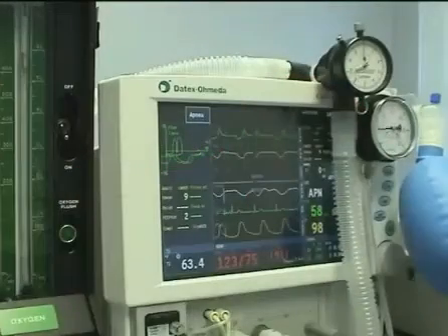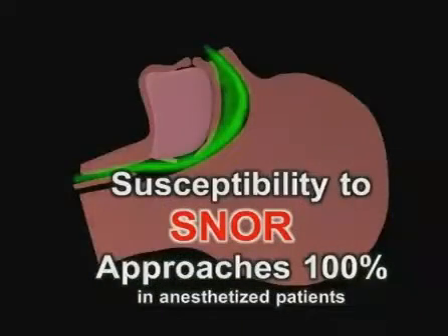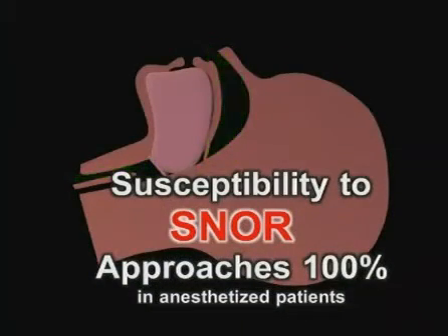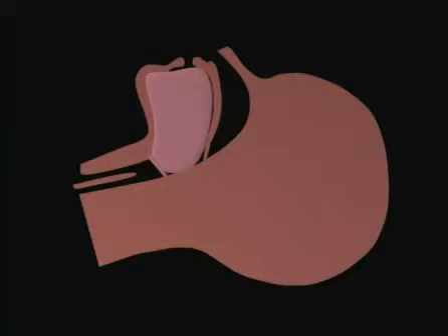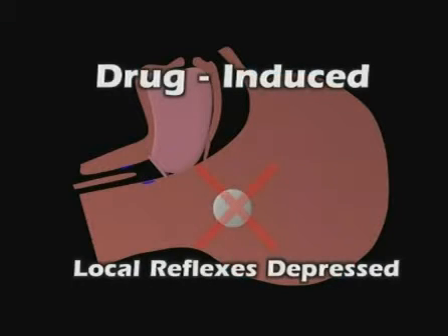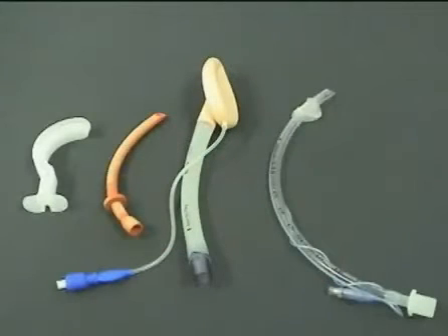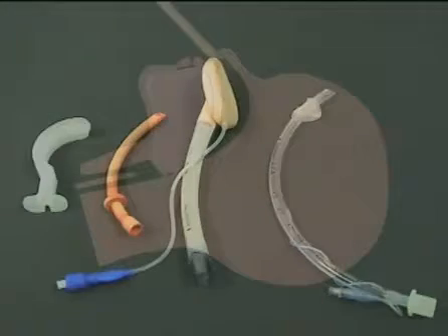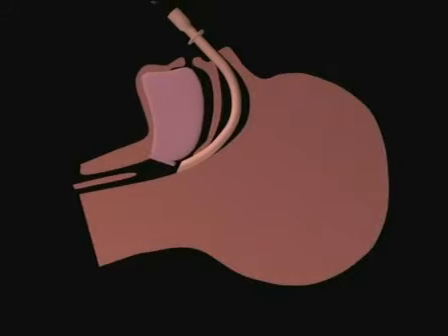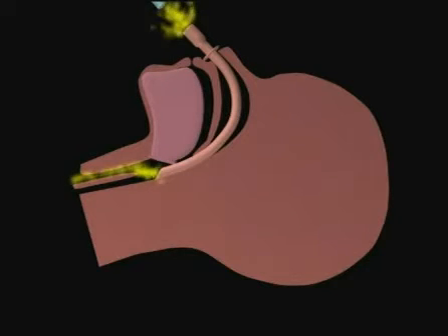In anesthetized patients, susceptibility to SNOR approaches 100% as the level of sedation approaches general anesthesia. Unlike OSA, the obstruction is drug-induced and the local reflexes are also depressed. There tends to be no spontaneous relief of obstruction, and usually outside intervention is required to restore the patency of the airway. However, if upper airway patency is restored, then the patient will spontaneously breathe down to very deep levels of general anesthesia.